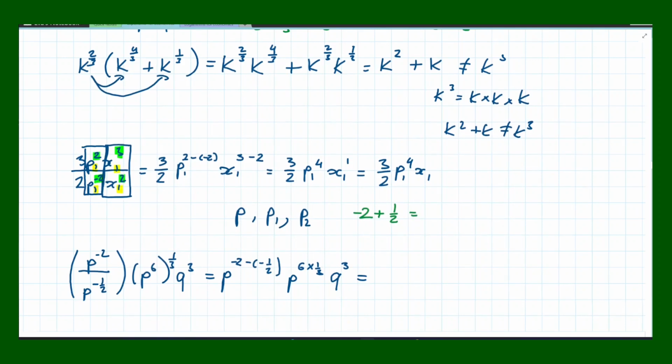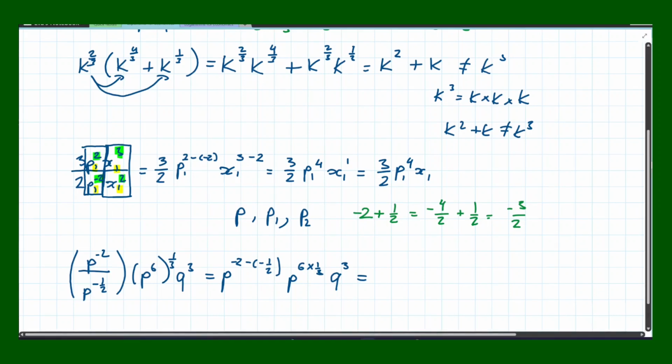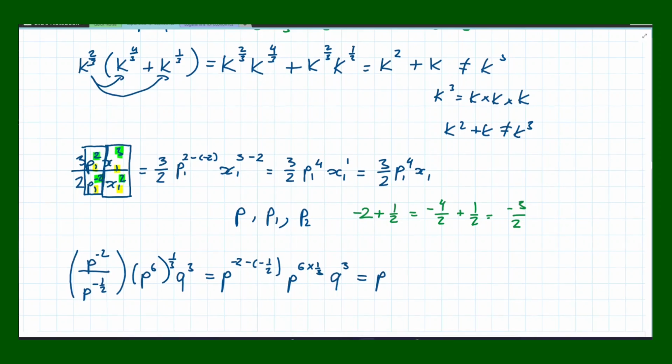And again, how I'm adding fractions together is bringing them to the common denominator. So negative 2 is negative 4 over 2 plus a half is going to give me negative 3 over 2, because negative 4 plus 1 makes it negative 3. So the first P's exponent is now going to be negative 3 over 2, and the next P's power is going to be 6 times a third.